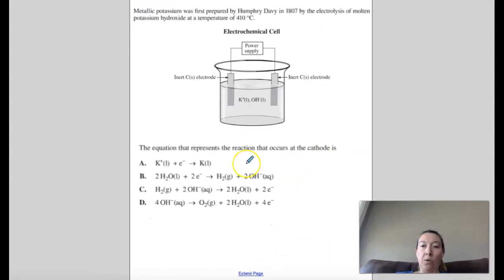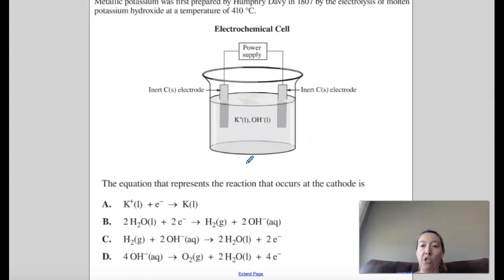Okay. So the equation that represents the reaction that occurs at the cathode is, so in this question, we would want to list out everything we have. We would want to find the SOA, the SRA, and then from there, we know the cathode is reduction, so that SOA half reaction would be the one that we are picking. This is a molten cell, and we are going to talk a little bit more about molten cells in the next video, okay?